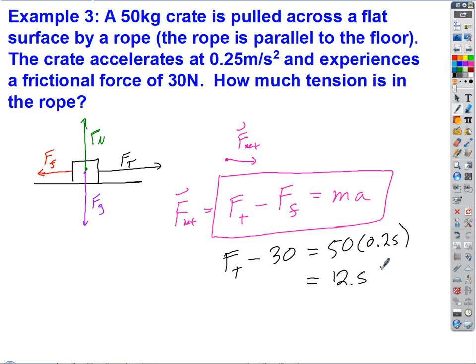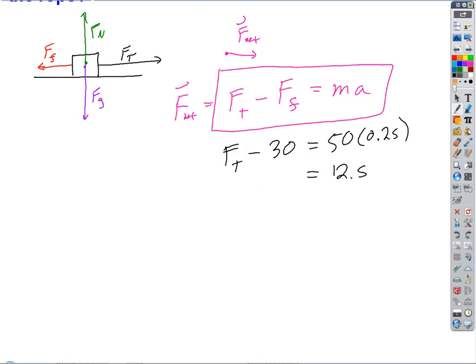So what do I have to do to find the tension? I'm just going to add 30 to both sides, right? And I get F sub t equals 42.5, and the units would be newtons. See how we did that? We will come up with a much better way of organizing that later. We'll set up what are called equations of motion and solve them to find the acceleration or the missing force. But for now, does everybody follow our logic on this?